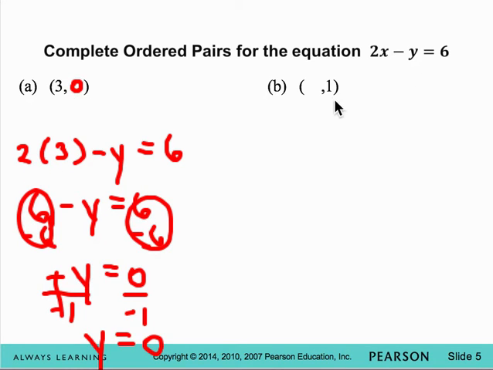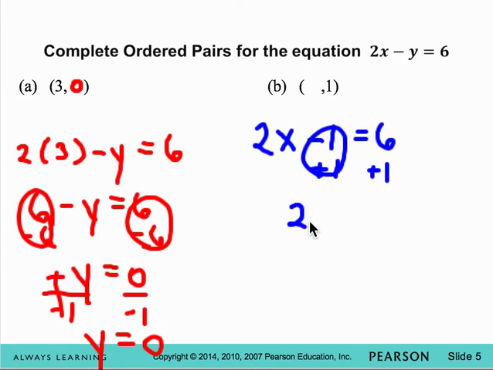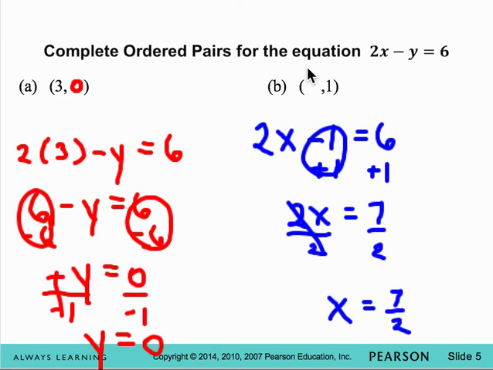This one says when y is 1, what's x? So let's plug that in. 2x minus 1 equals 6. Let's solve that equation for x. Let's add 1 to both sides. So 2x equals 7. Divide by 2. x equals 7/2. So when y is 1, x is 7/2.